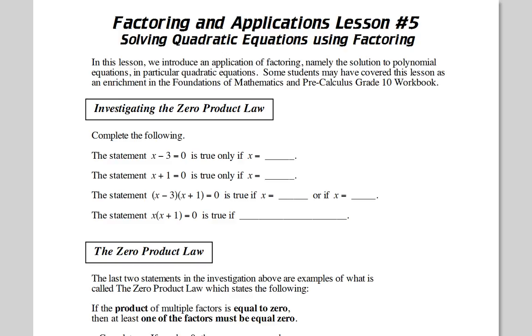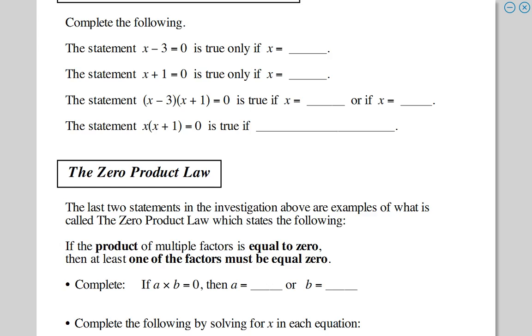So complete the following. The statement x minus 3 equals 0 is true only if x equals 3. You would just put this negative 3 on the other side as a positive. Or you just think to yourself, the only number that would make this 0 is 3 minus 3. So basically you're thinking, what's the opposite of minus 3? It's a positive 3. So what's the opposite of the next one, positive 1? Negative 1.